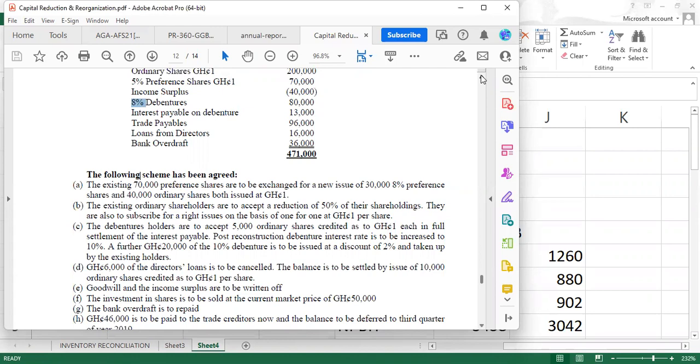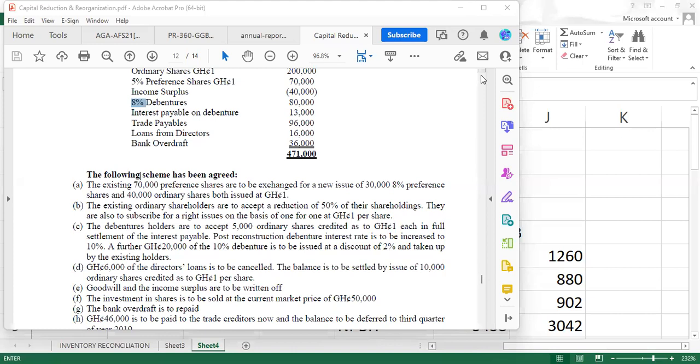So they say post-reconstruction debenture rate is to be increased to 10%. Further, the assumption is that this further issue will be after the reconstruction. So the discount, which is the 200, you can take it to your statement of financial position as a fictitious asset. Have you heard about fictitious assets before? Discount is an example of them. Preliminary expenses or formation expenses are examples too. Sometimes the company will decide, instead of expensing some of the expenses, to capitalize them, and one of these is a discount.